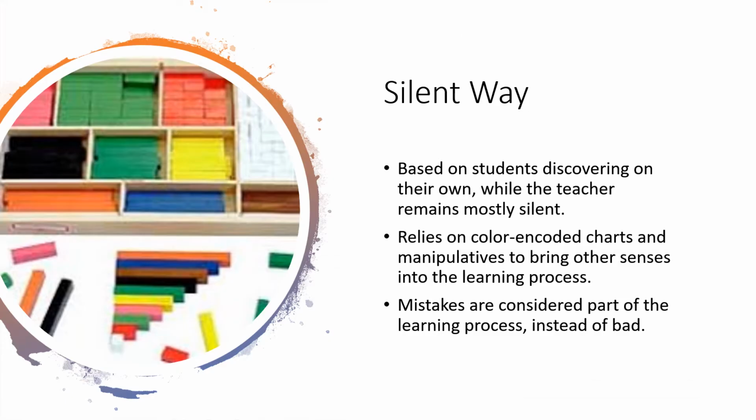The silent way relies on charts and manipulatives instead of teacher talk. The students develop problem-solving skills by using rods and charts, which are color-coded, with rectangle charts having different phonemes, and fiddle charts, which show all possible spellings for those phonemes. The teacher directs students to use their skills with a pointer.